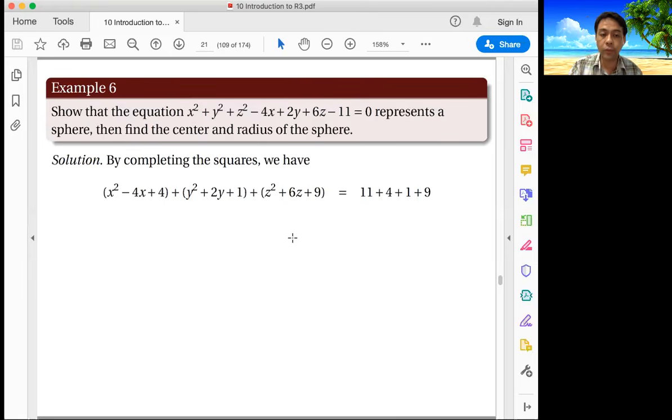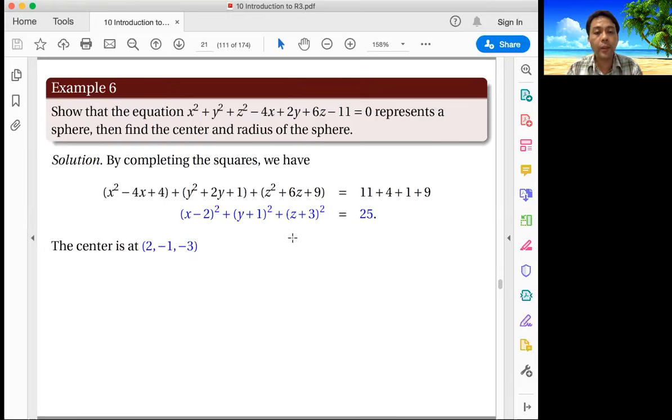So the first factor is x minus 2 squared. And then we get y plus 1 squared and z plus 3 squared. The right side is 25. And that is the equation that we want. Now, what is the center of this sphere? The center is clearly 2, -1, -3, and the radius is the square root of 25, which is 5.